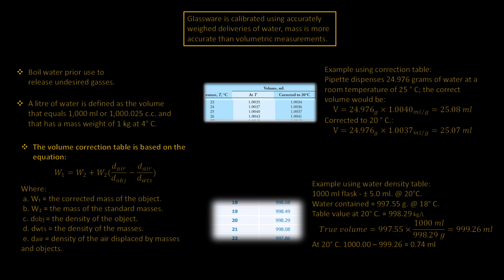Well, the true volume is calculated by multiplying the measured weight against the 1,000 mils divided by the 998.29 grams. This equates to a true volume of 999.26 milliliters at 20 degrees centigrade. When the meniscus was etched in at the 1,000 mil mark, 1,000 mils minus the 999.26 mils gives us a difference of 0.74 mils. Well, the 0.74 mils is well within the stated plus minus 5.0 mils. Therefore, the filled volume of 1,000 milliliters could be considered as quite accurate.